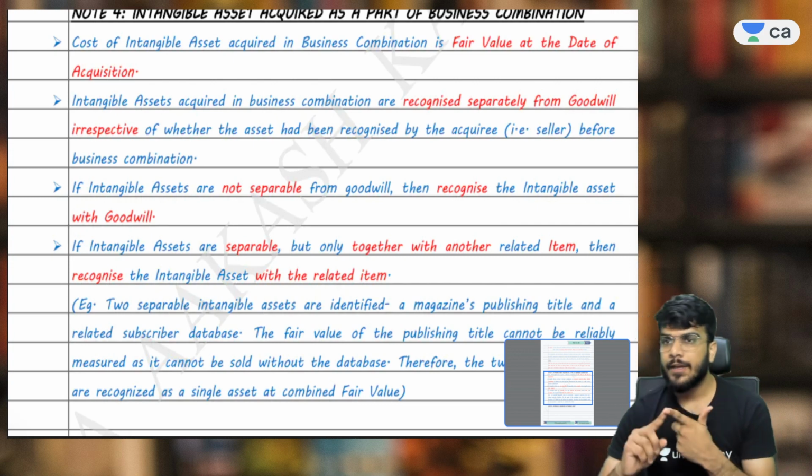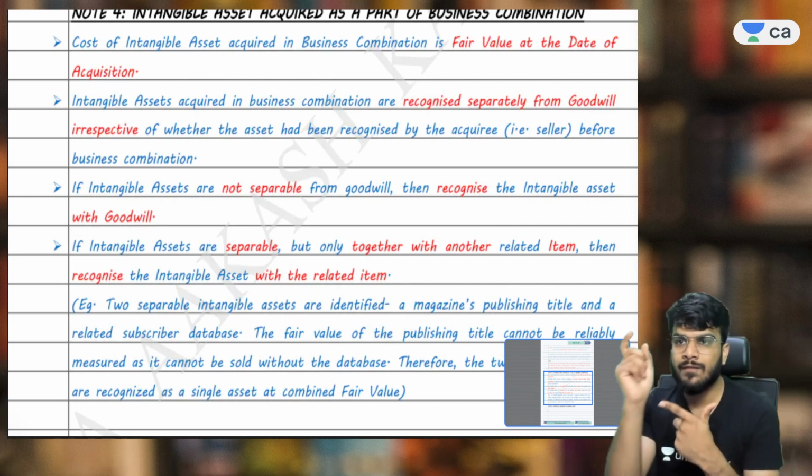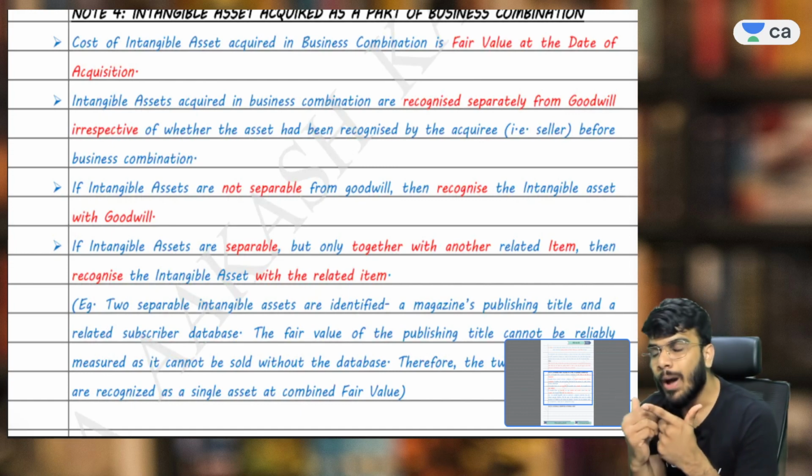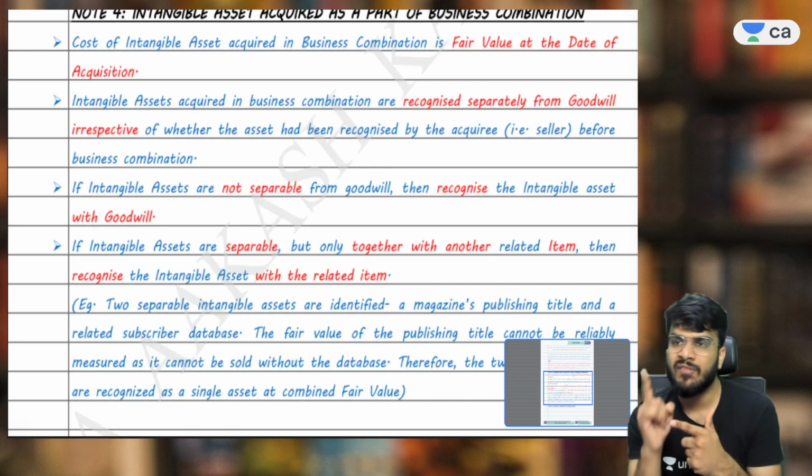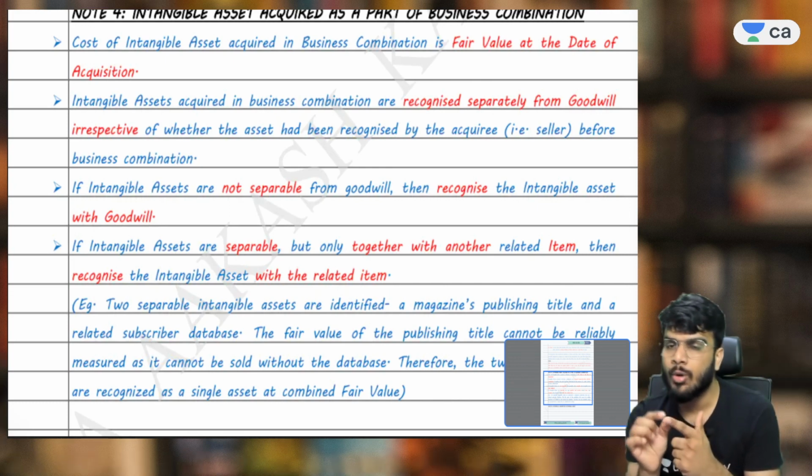Second point, if let's say you pay a purchase consideration of 15 crores, but you acquire net assets of only 13 crores. That means the extra 2 crores you have paid is for goodwill. Such goodwill will be recorded separately.